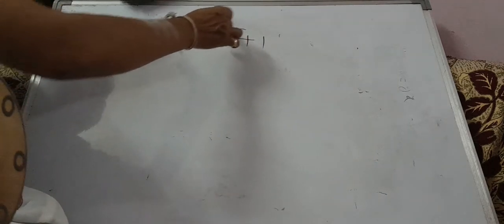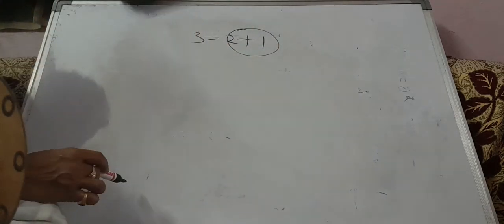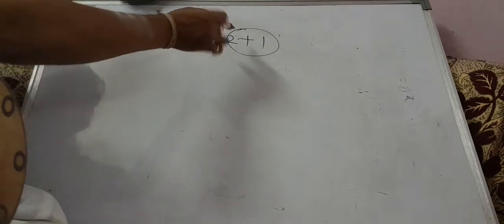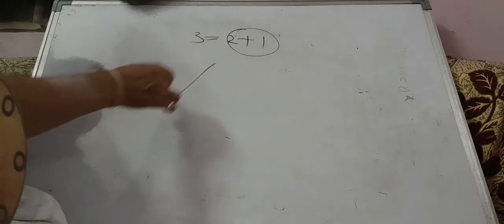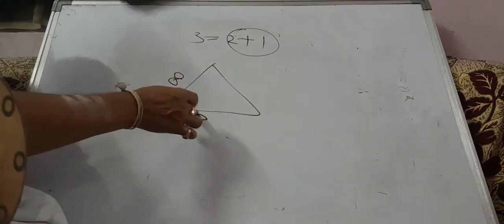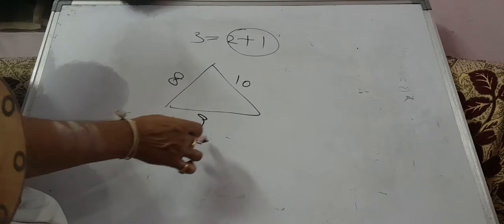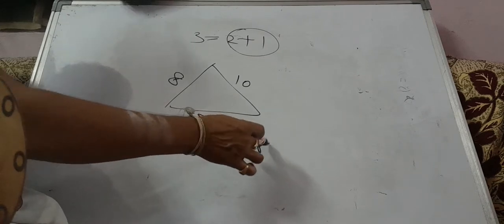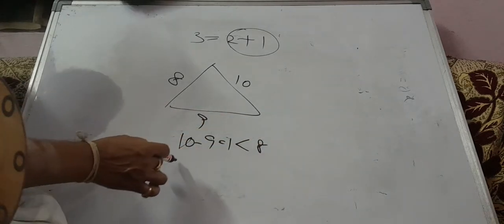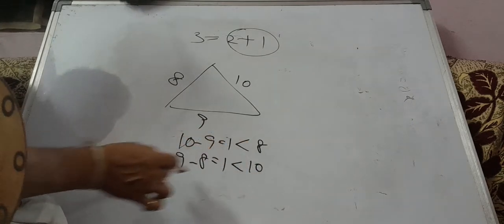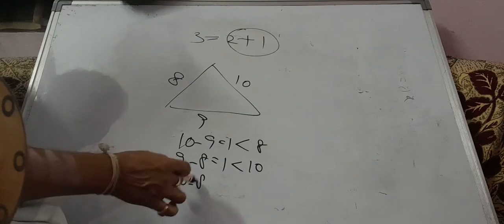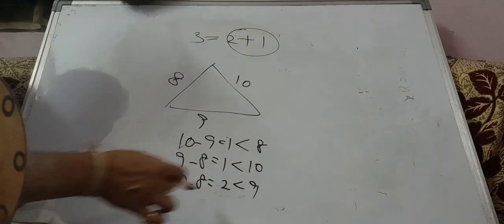For example, 3, 2, 1, like this it is given. 2 plus 1 is equal to 3. The sum of the two sides is not greater than the third side. So with these measurements we cannot frame the triangle. And in the previous example, 8, 9, 10: 10 minus 9 is equal to 1, which is less than 8, and 9 minus 8 is equal to 1, which is less than 10, and 10 minus 8 is equal to 2, which is less than 9.